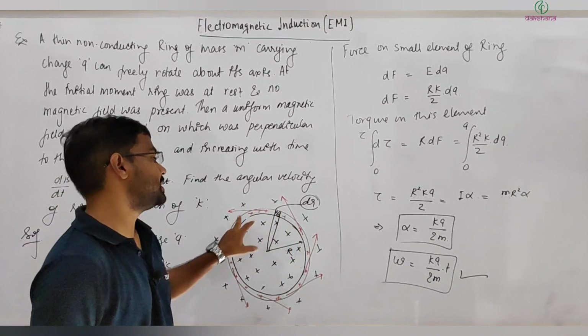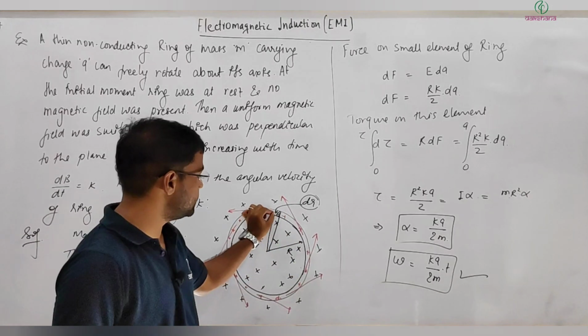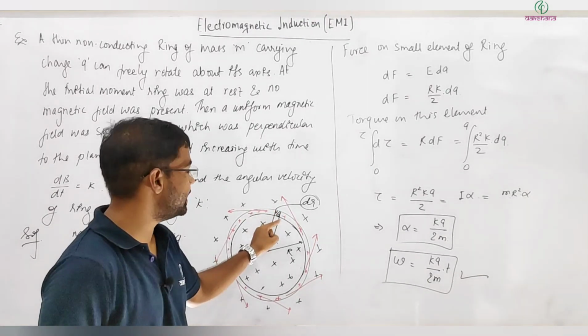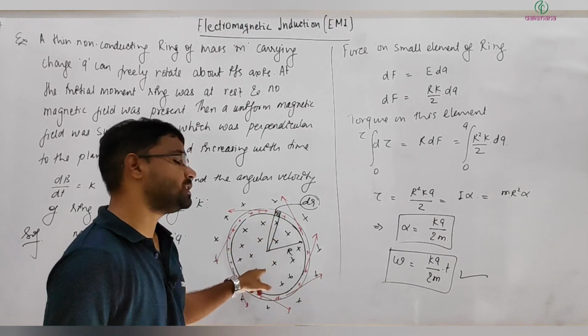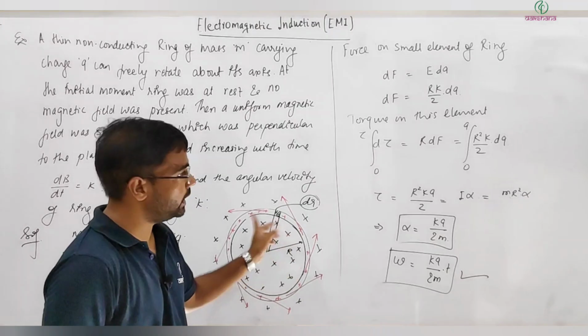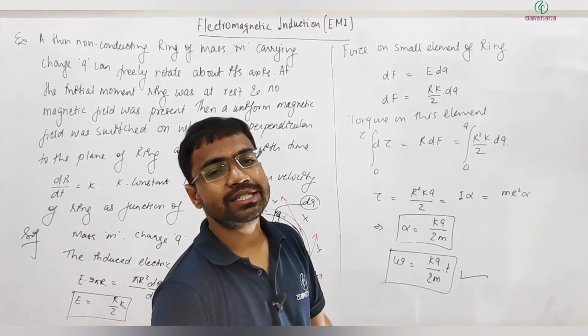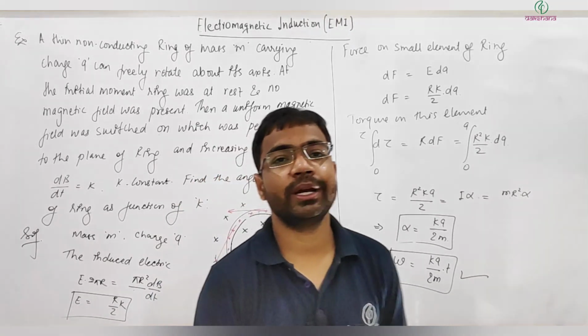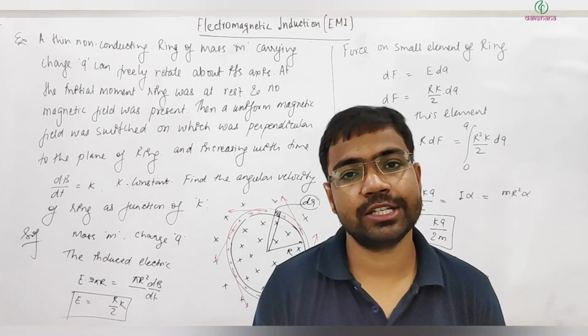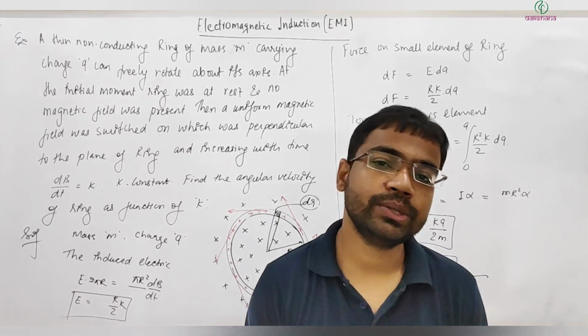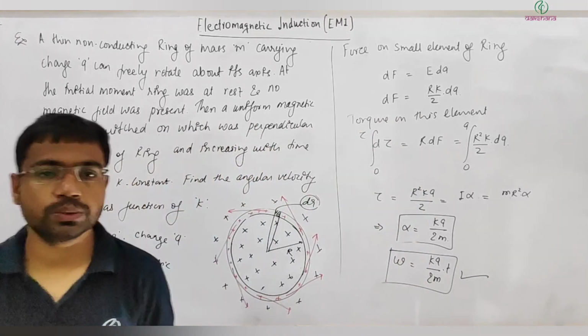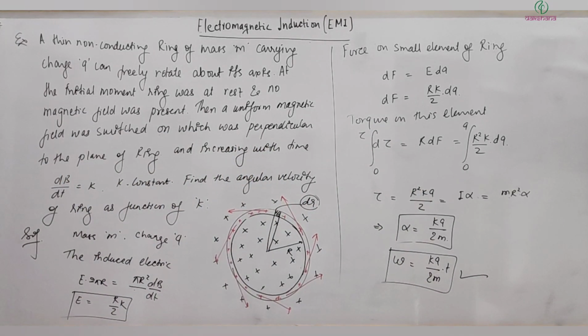Simple thing: we calculated the electric field, then we considered a small element, got the force on that element, and multiplied by this distance to get the torque about this point. The net torque we calculated equals I alpha, so we got alpha, and alpha comes out to be constant. So we can write omega is equal to omega naught, the initial velocity, which is 0, plus alpha into t, and we get this answer. So that is about this problem.